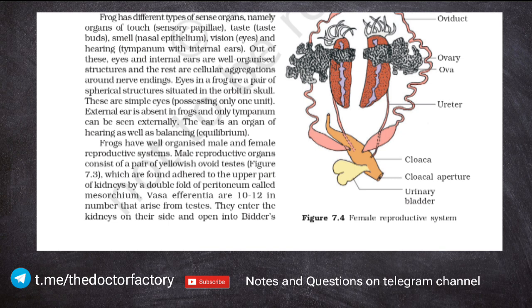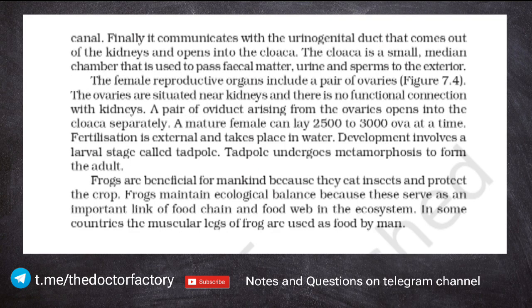Vasa efferentia are 10 to 12 in number that arise from testes. They enter the kidneys on their side and open into Bidder's canal. Finally, it communicates with the urogenital duct that comes out of the kidneys and opens into the cloaca. The cloaca is a small median chamber that is used to pass fecal matter, urine, and sperms to the exterior.